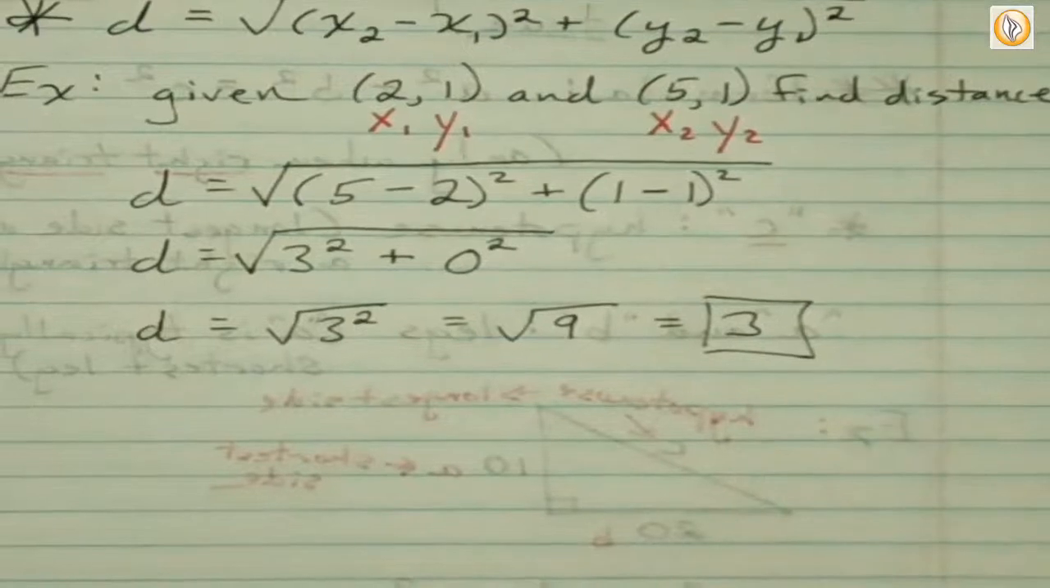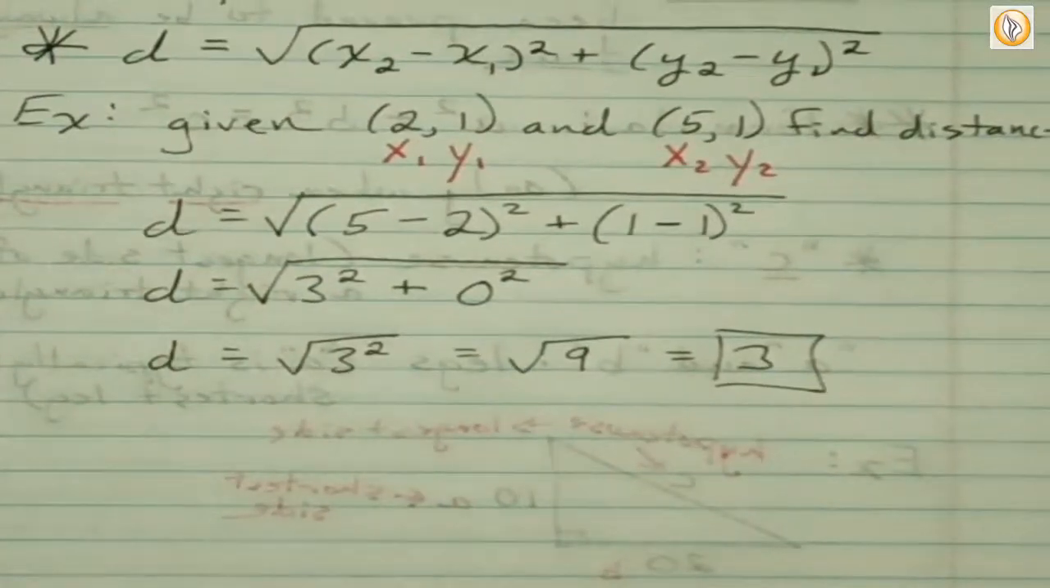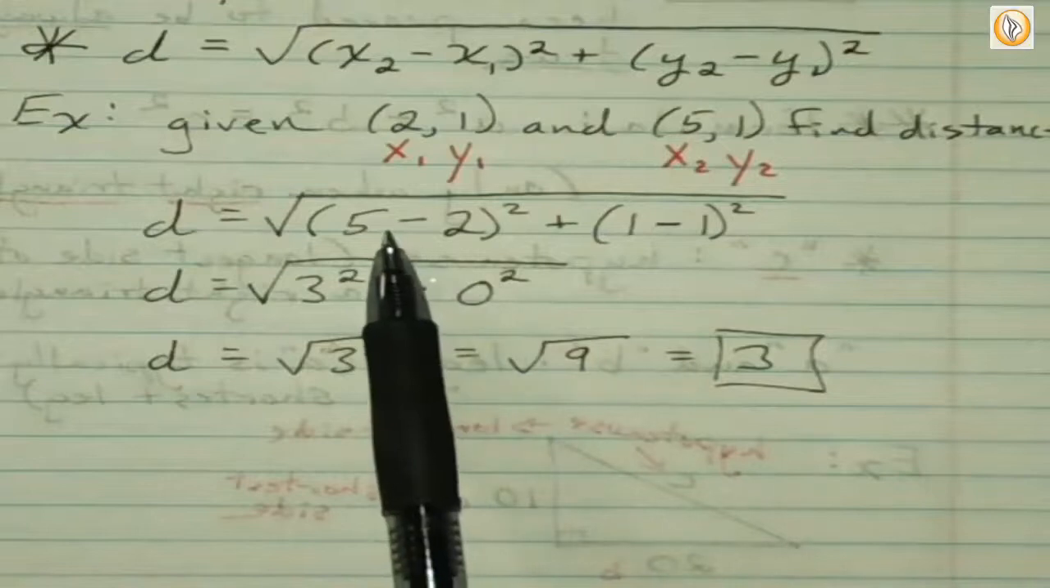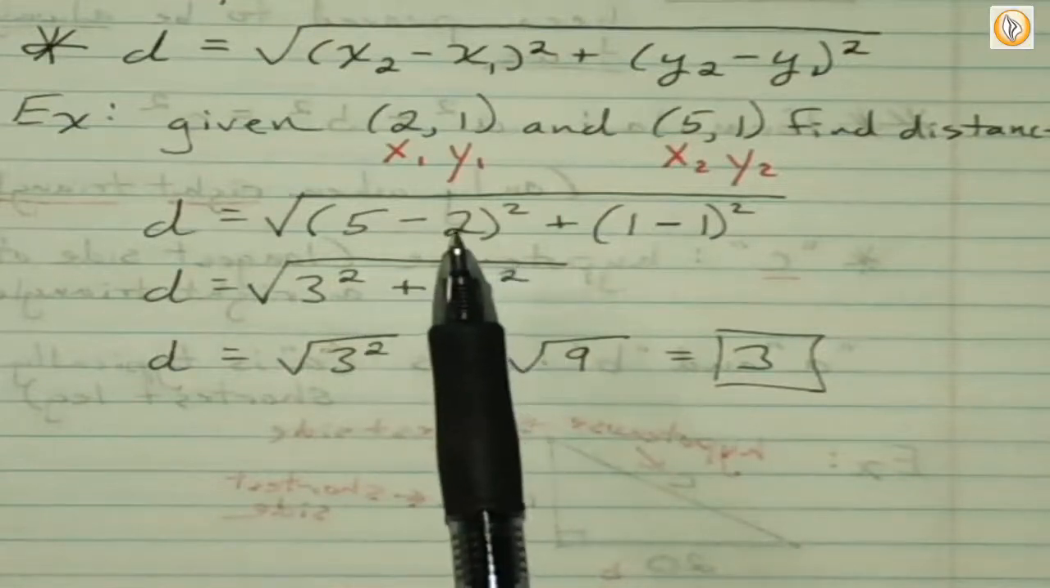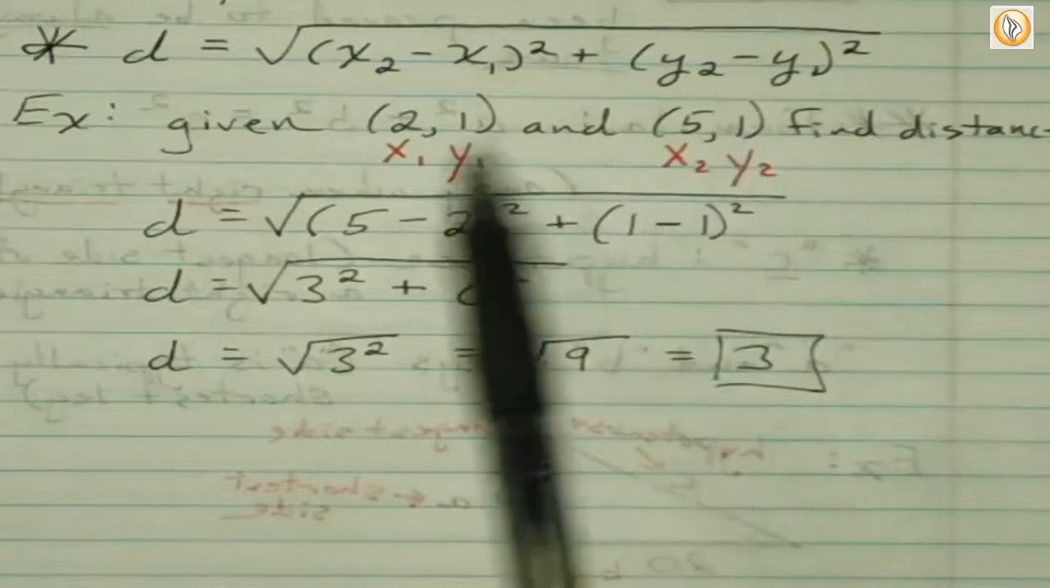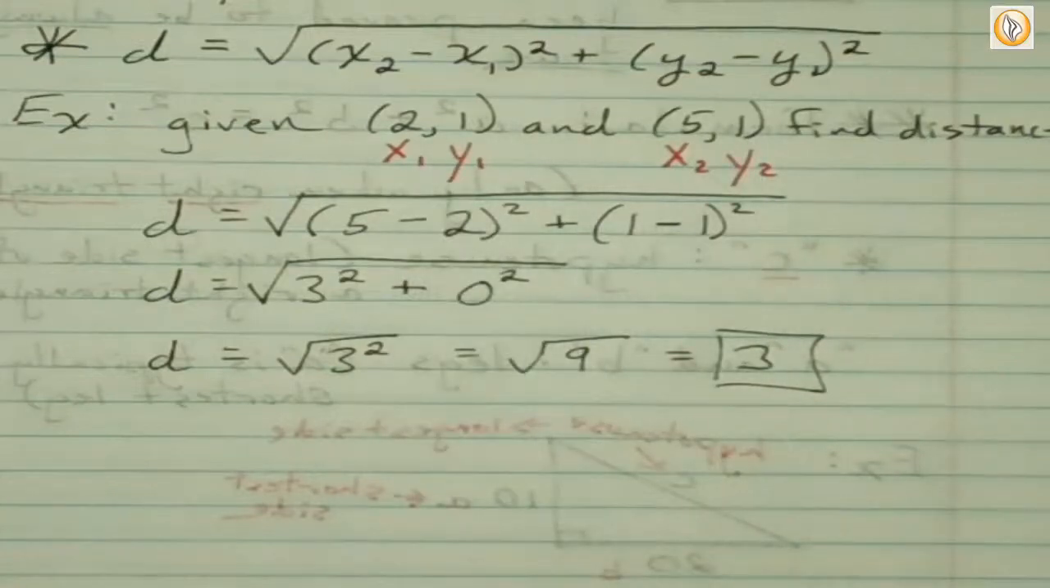The distance is 3. I have a question. Yes. Could you just take 2 and 5, since the y is the same? Yeah, 5 and 2, but that's not going to work every time. Can you just skip the part where you turn it into 9 because you already know it's going to be 3? Yeah, but I'm showing how this works.